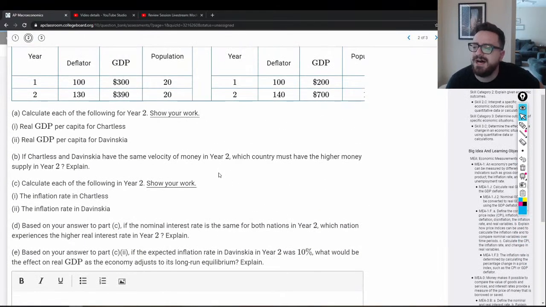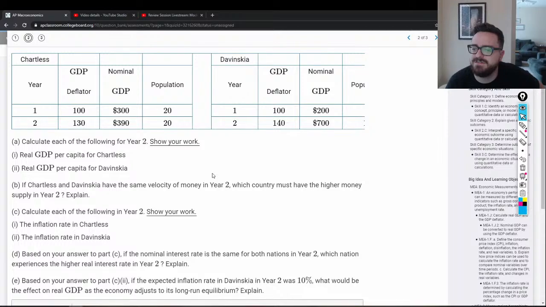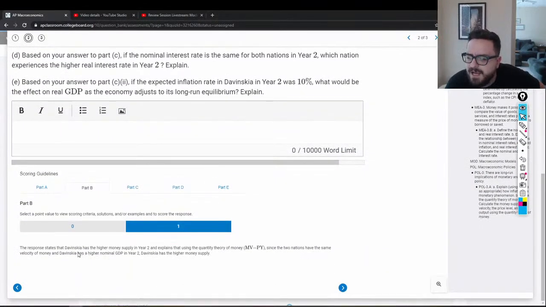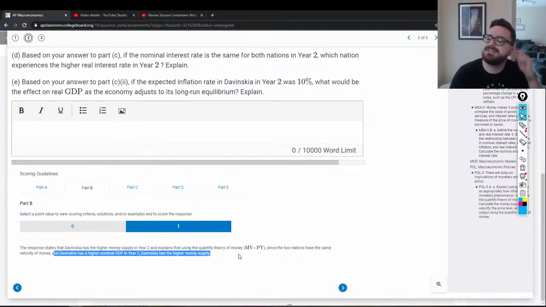Okay, B, I said that Davinskia should have a higher one because they have a higher nominal GDP. And because of the quantity theory of money, they have the same velocity of money and they have a higher nominal GDP, so they should have a higher money supply. Did that right too.